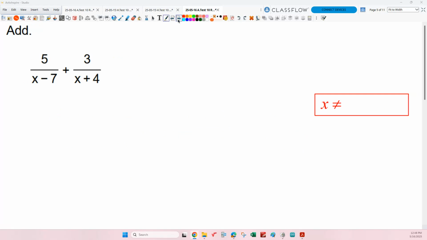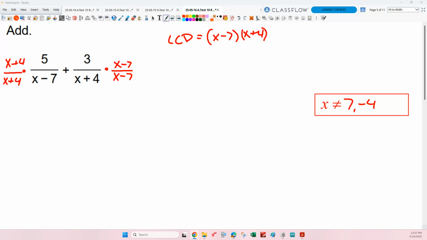Do you want to try one on the boards? Yeah. Okay, go for it. Over x plus 4, x minus 7. Okay, what was it? You multiplied these? Yeah. So we have 5x plus 20 over x plus 4, x minus 7. Do you want to write two different fractions or make them one fraction?